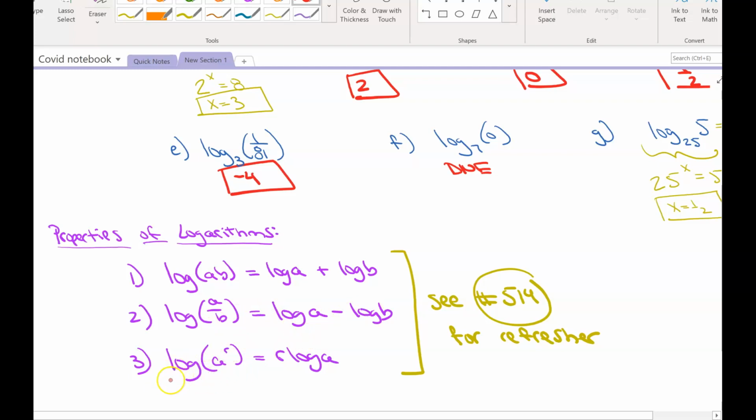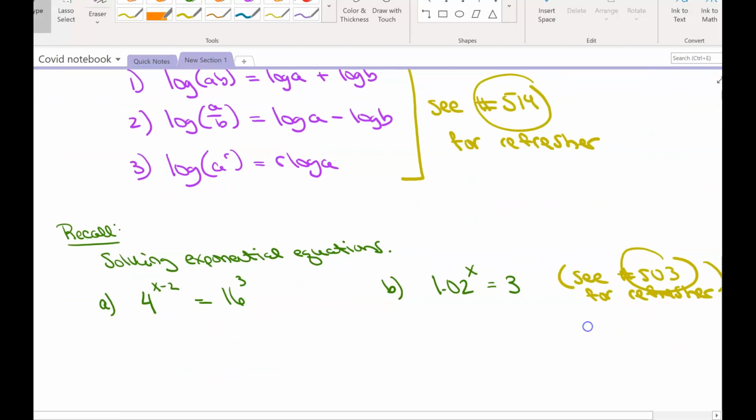This is particularly important. This is log base 10 of some number a raised to the power of r. This is the swing in front property, right? That number r can come up front. What I want you to do is look at number 514 for a refresher on how you used these, okay? 514 is the one that I had worked with you, I think, on one example, and then I gave the rest of you for homework, okay?